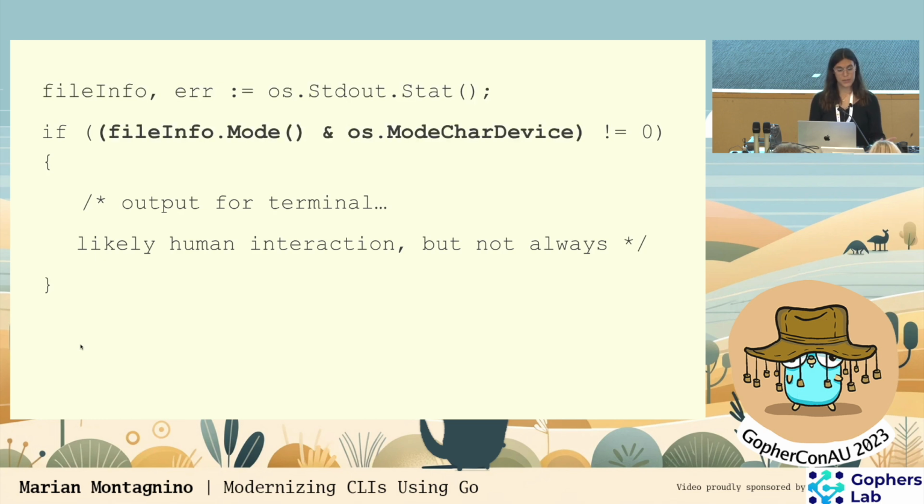Next, you want to do a bitwise test against the os.mode char device to check if the output is a character device. If that does not equal 0, then it's likely human interaction, but not always.